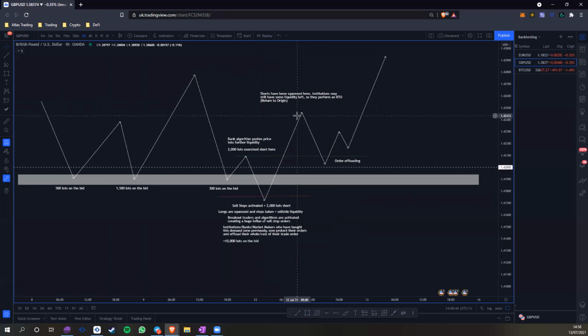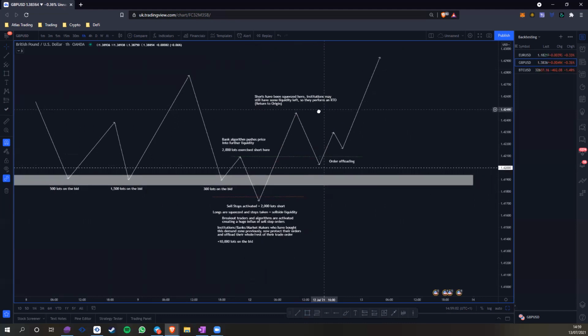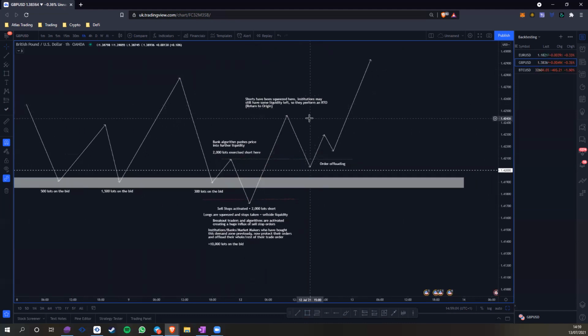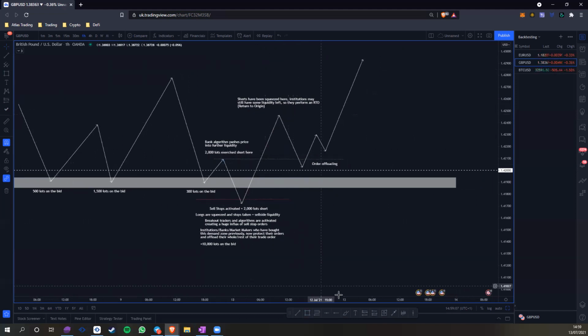Price travels away because of the 10,000 lots that have hit the bid, squeezes all the short sellers out, all the breakout traders, and all the algorithms that activated shorts down here, they're all taken out. So shorts have been squeezed here. Institutions may still have some liquidity left. So if they do, they're going to perform an RTO, or what we call a return to origin. So the origin of their move is this zone here.